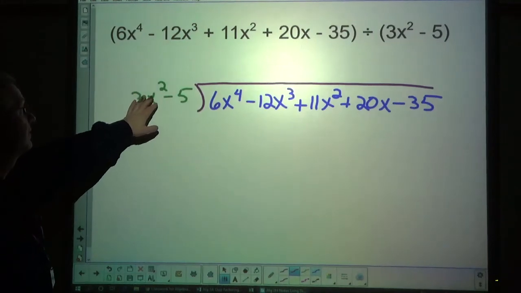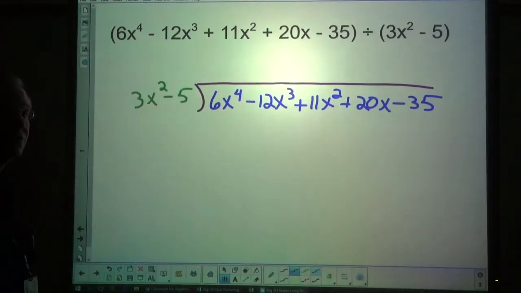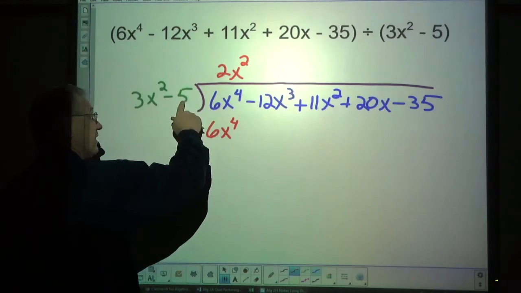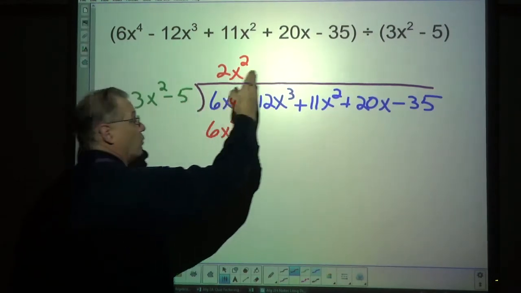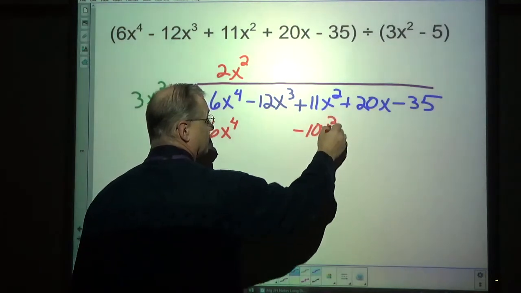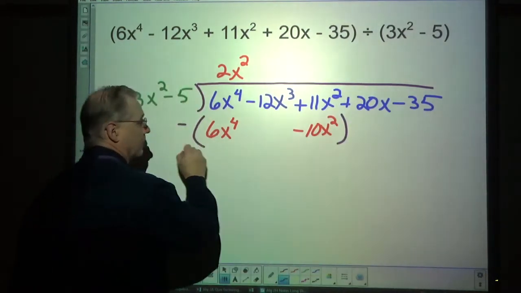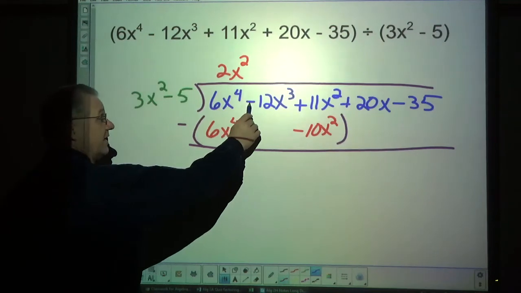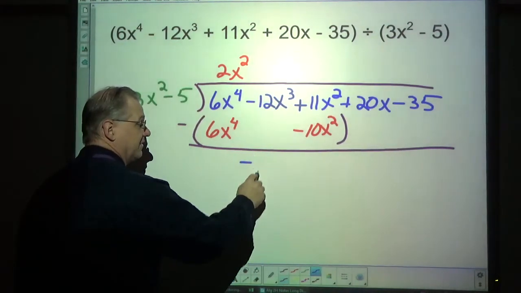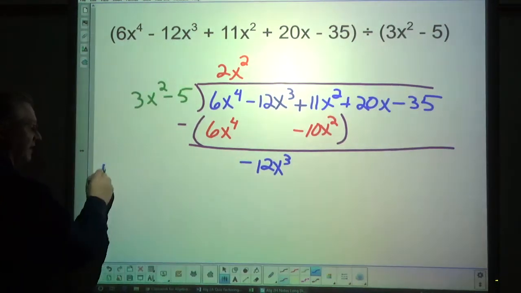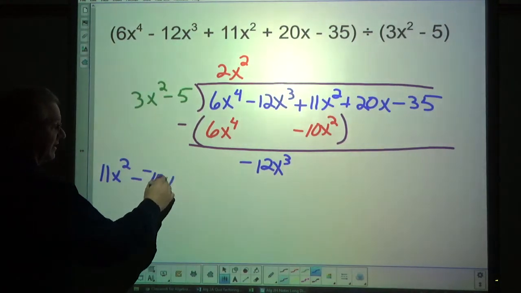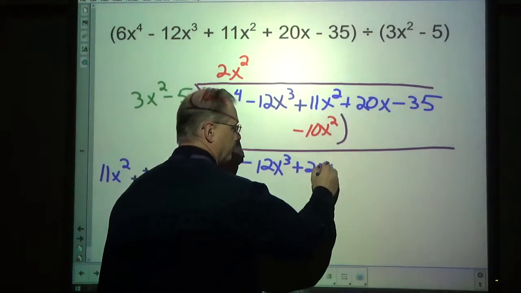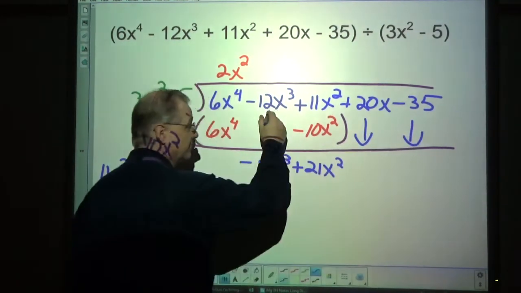What times 3x squared gives me 6x to the fourth, 2x squared. When I multiply, 6x to the fourth. When I multiply here, that's going to be negative 10x squared. So that's where I want to line it up. These two cancel out. Negative 12x to the third minus nothing is still negative 12x to the third. 11x squared minus negative 10x squared gives me 21x squared. And then just bring the others down. This is technically just brought down.